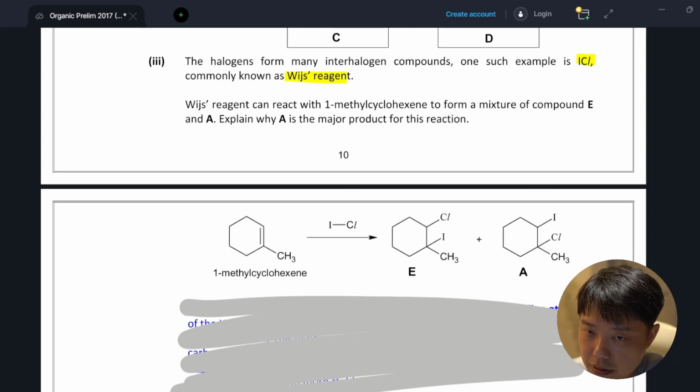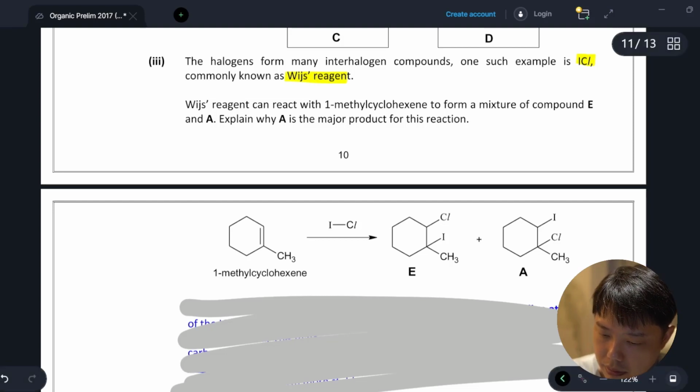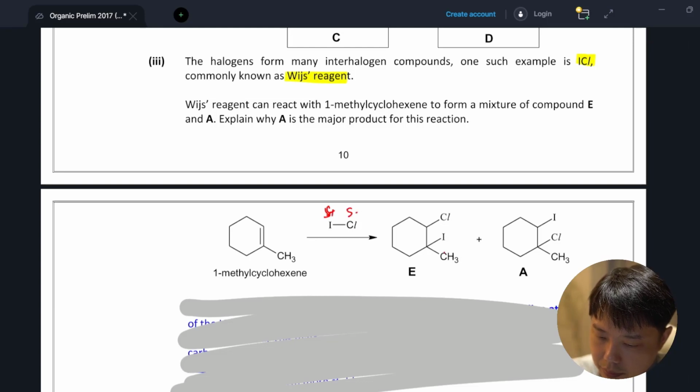Okay, so to answer this question, right, you need to basically know the basics of electrophilic addition. So basically, this I here gets a delta plus, Cl gets a delta minus. Okay, so your double bond, right, will come out to attack the delta plus, and then you will get an intermediate that looks like this.